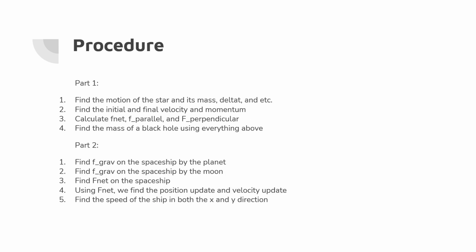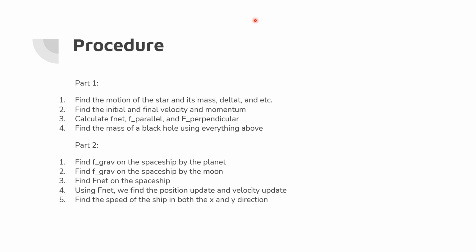The procedure of part 1 of this lab was to find the motion of the star, its mass, delta, and etc. Find the initial and final velocity and the initial and final momentum. Calculate F net, F parallel, and F perpendicular. And then lastly, find the mass of the black hole using everything above.